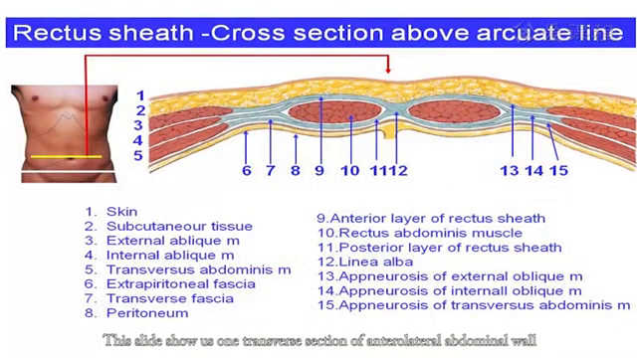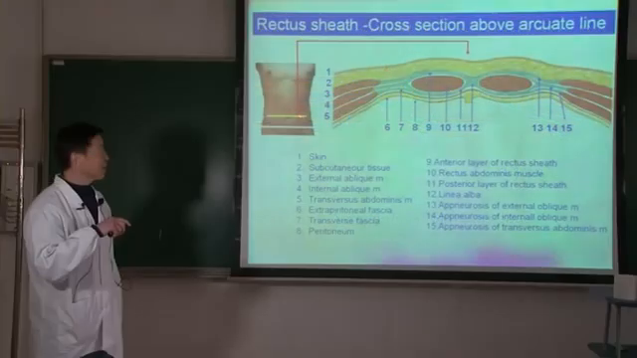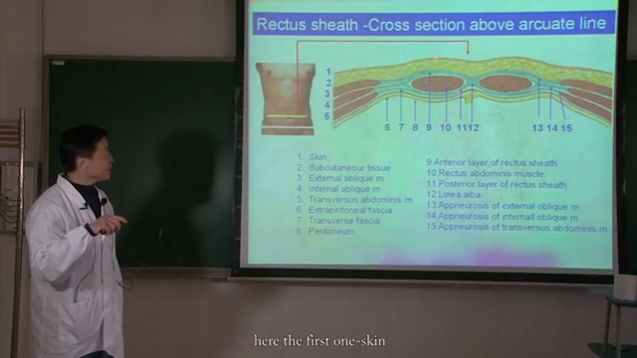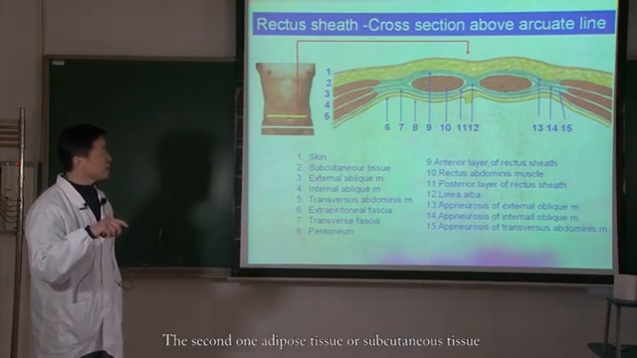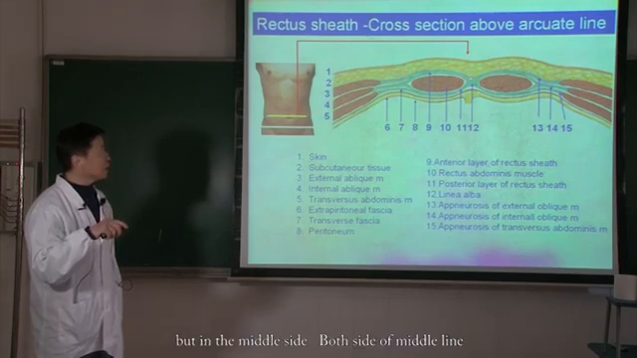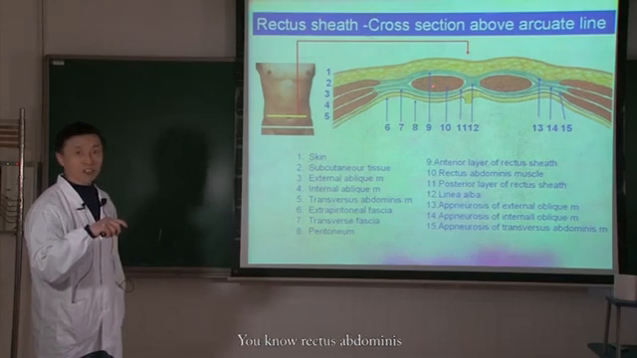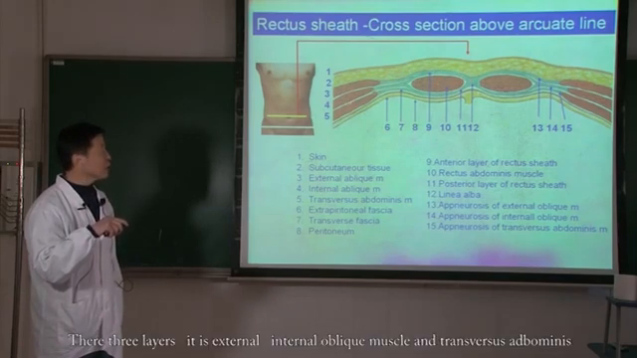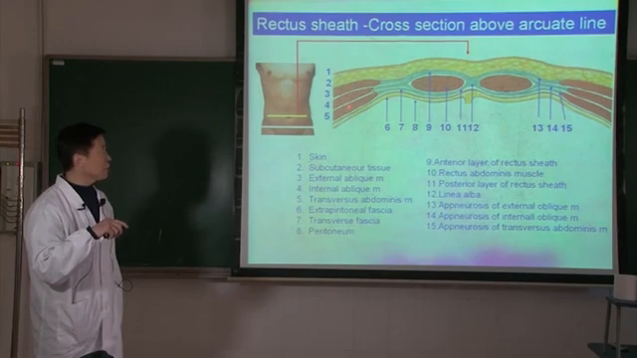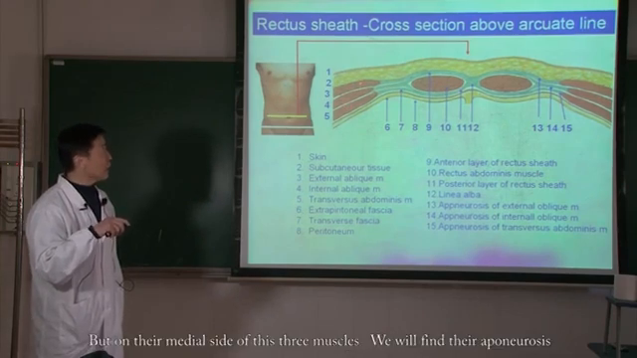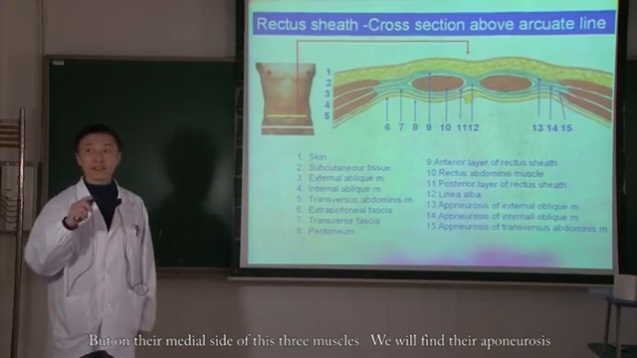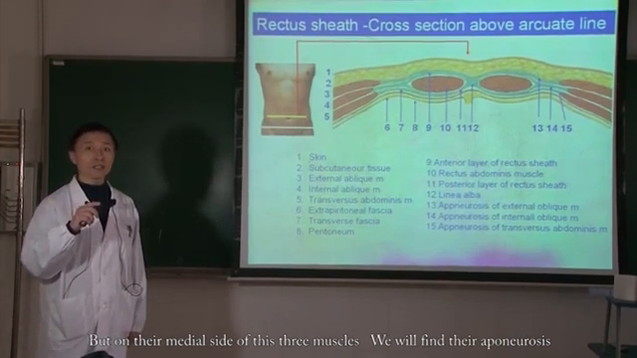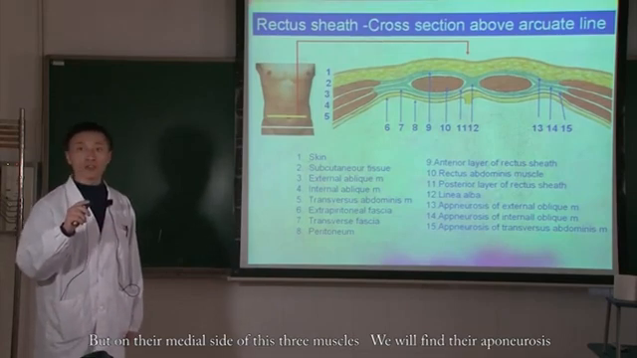This picture shows one transverse section of the anterolateral abdominal wall. Here, the first one is skin. The second one is adipose tissue, or subcutaneous tissue. But on both sides of the midline, you know, is the rectus abdominis. These three layers are the external oblique muscle, internal oblique muscle, and transverse abdominis. On the medial side of the three muscles, we will find their aponeurosis.